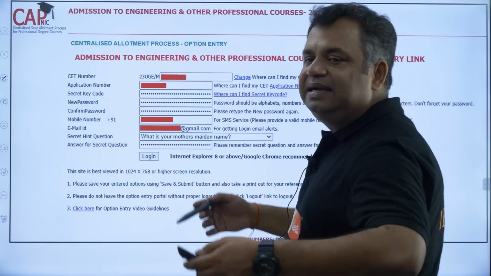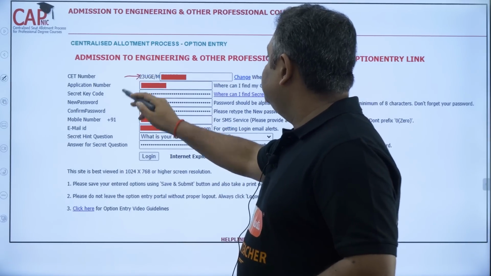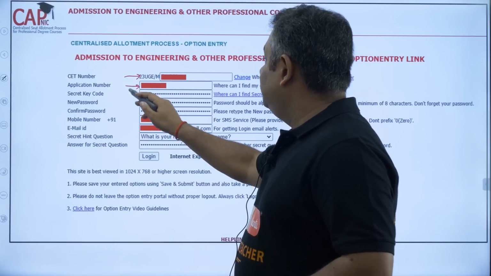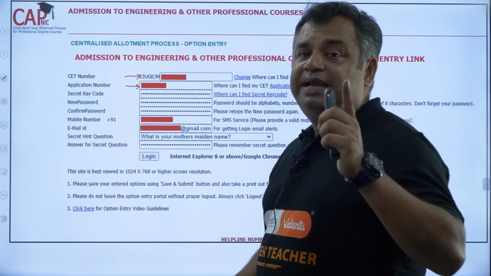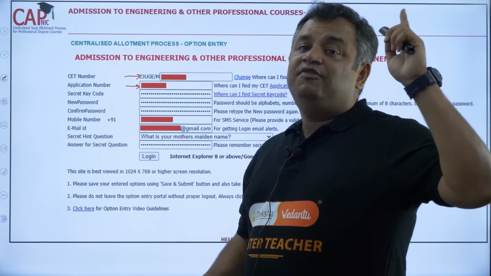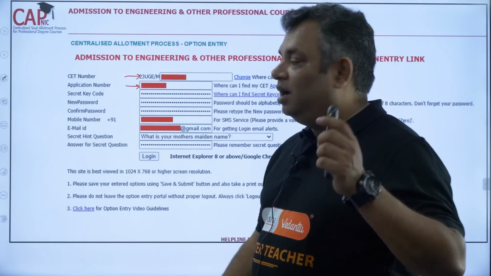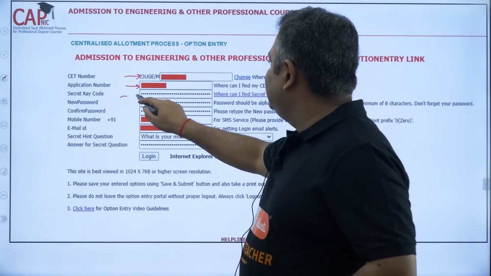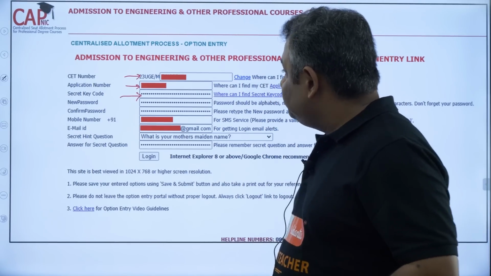This is basically creating your account. Again, you put the CET number, you put the application number. Now, the application number is the one which is in the verification slip. It is not the one which you had got before, a very long number. No, this is a short, numeric number. You put the secret key code. Of course, it's a secret key code. Please put it there.